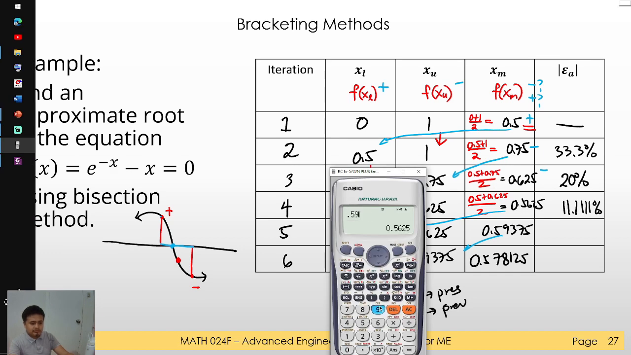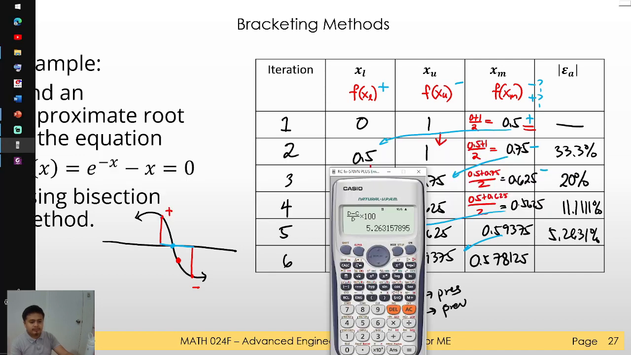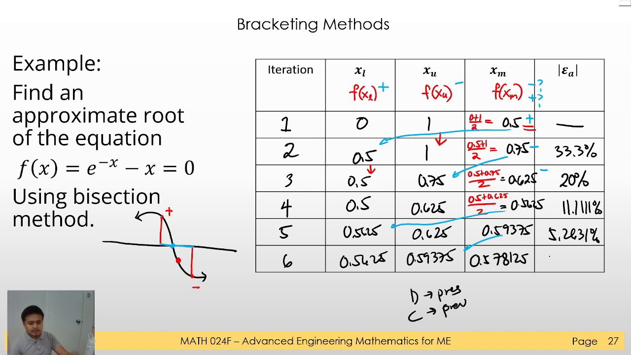We have 0.59375 and 0.5625. So the next one, we have 5.2631%. And then another one, 0.578125, the present, and then the previous 0.59375. The answer should be 2.7027%. So this should be your final answer.